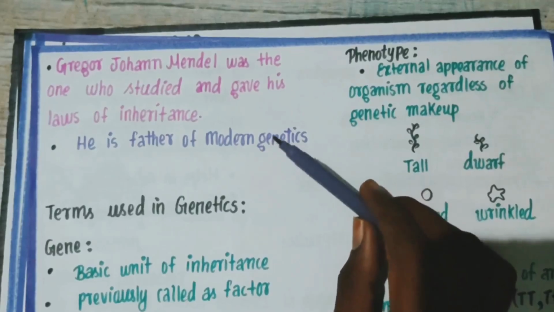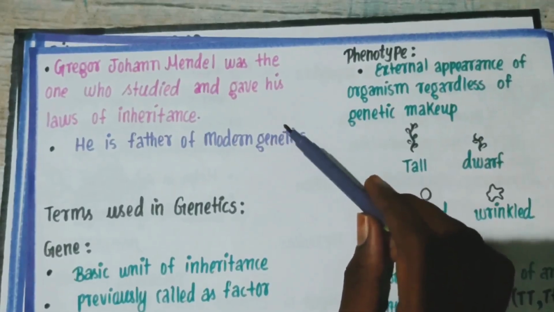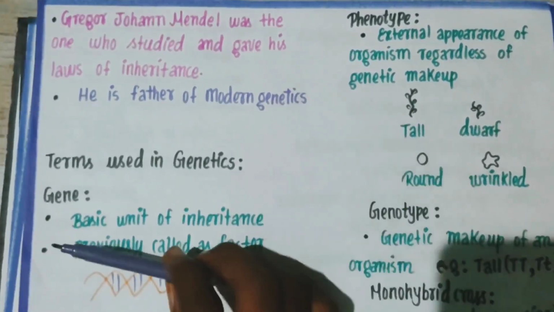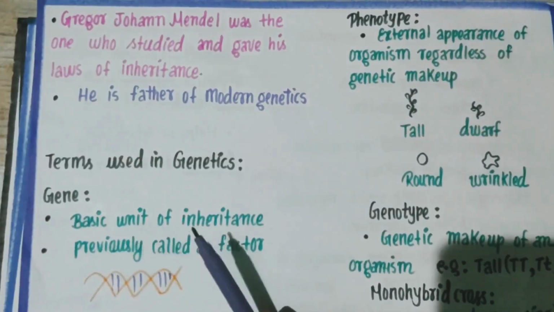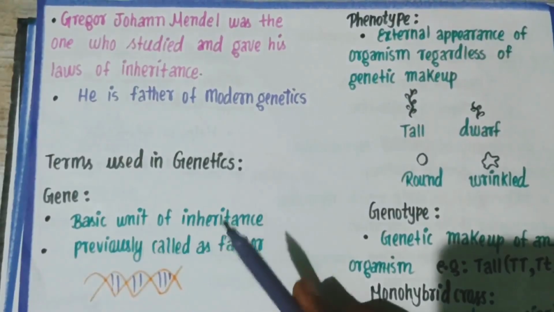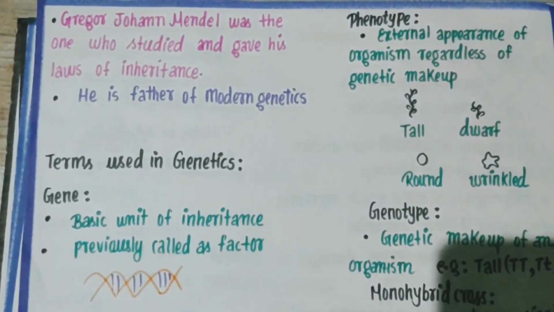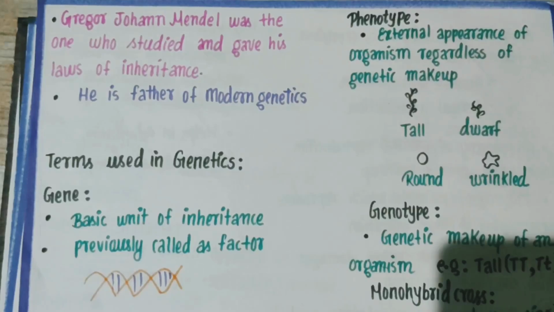Now we'll be understanding the terms which are used in genetics. So first, gene. What is a gene? Gene is the basic unit of inheritance, similar to a building, where the basic unit is a brick. Here the basic unit of inheritance is the gene. This gene helps in the transmission of characters from one generation to another generation.